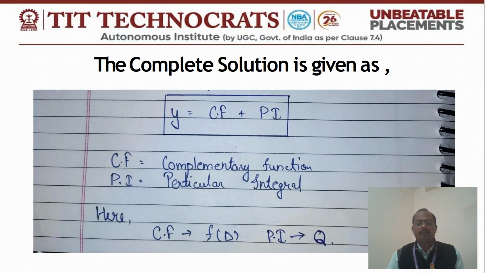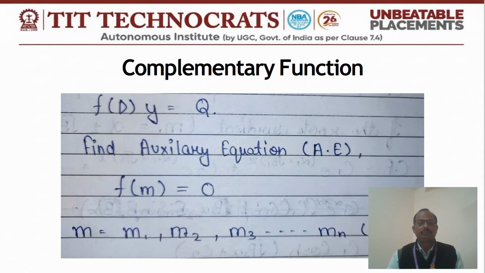When we get CF only and when we get PI depends upon the right hand side of the equation. If the right hand side of the equation is 0, then you get CF only, and if the right hand side has any function, you have to keep both CF and PI. So for f(D)y = Q, find the auxiliary equation. To get the auxiliary equation, put D equal to m, y equal to 1 and consider Q equal to 0. Then we get the roots like m1, m2, m3 and so on.